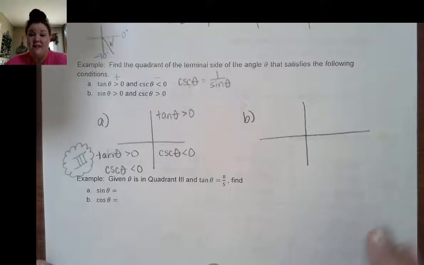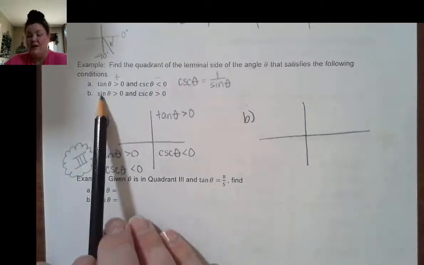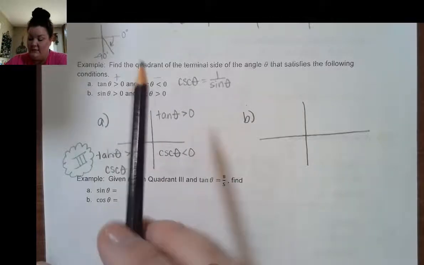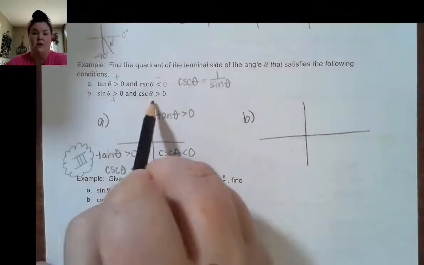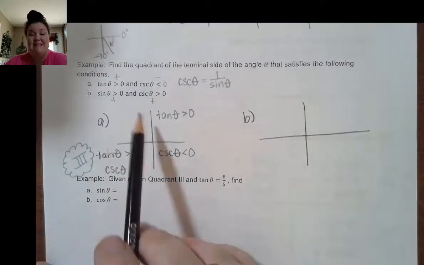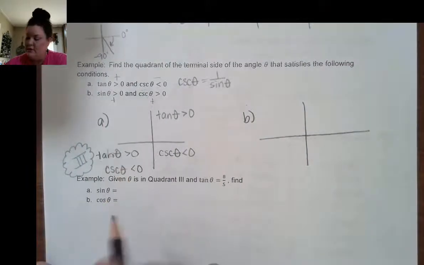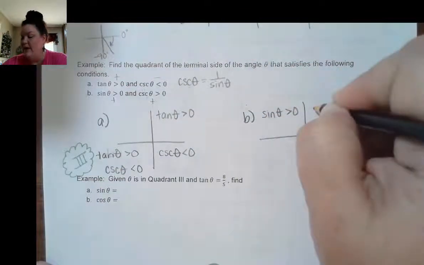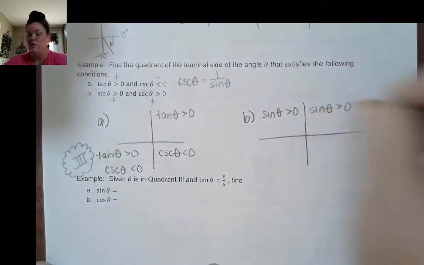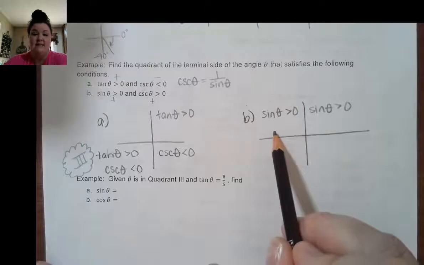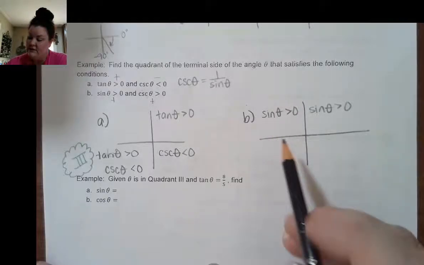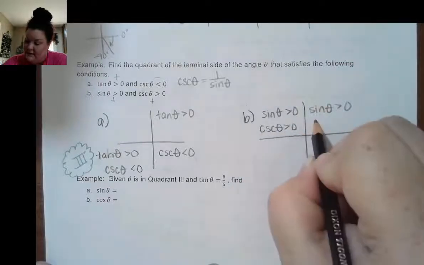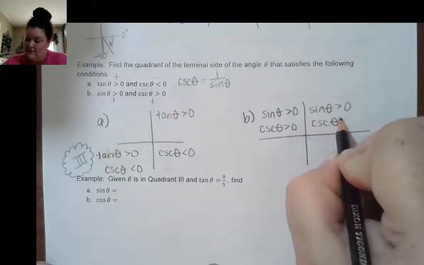Okay, so let's look at the second one. Sine and cosecant are actually related, right? So wherever sine is positive, that's also going to be where cosecant is positive, right? So sine, we know, has to deal with the y value, and y values are positive in quadrant 1 and 2. And since sine and cosecant are inverses, that is also where cosecant is going to be positive, right?